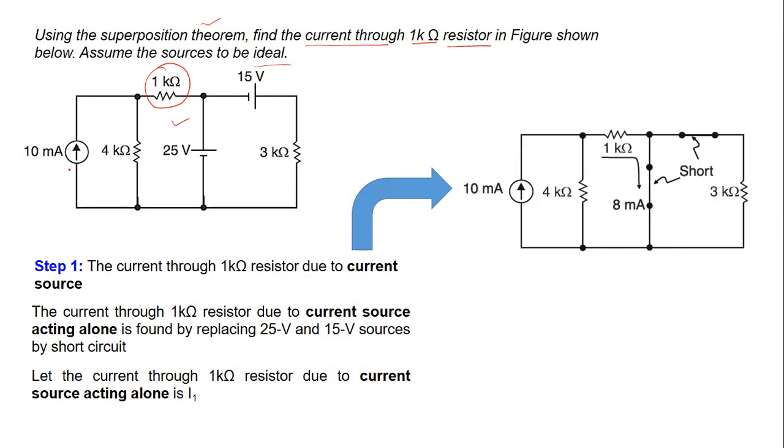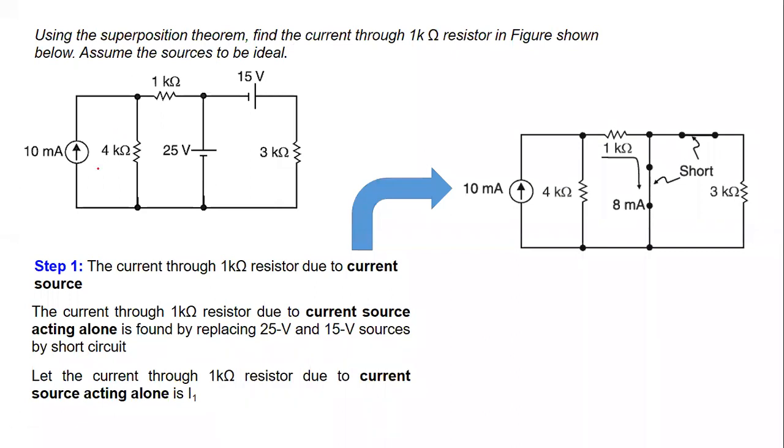Ideal source means that we replace these sources with their resistances. A current source will be replaced with infinite resistance, that is open, and a voltage source is replaced with zero resistance, that is short. So let us see how to solve this particular circuit diagram using superposition theorem.